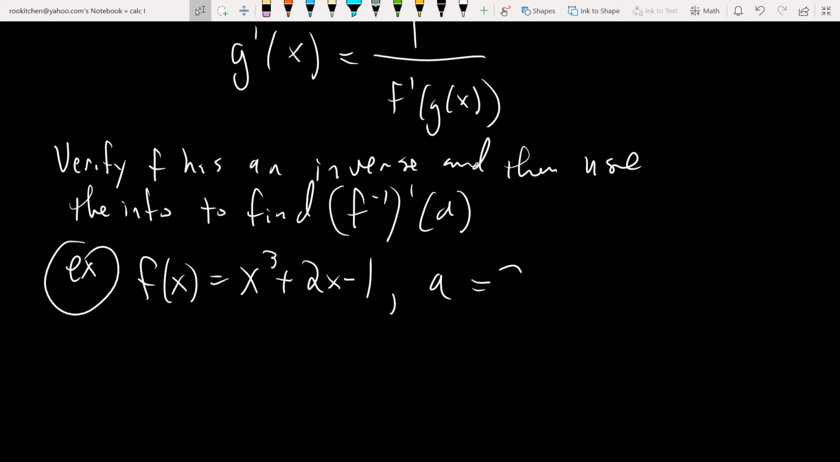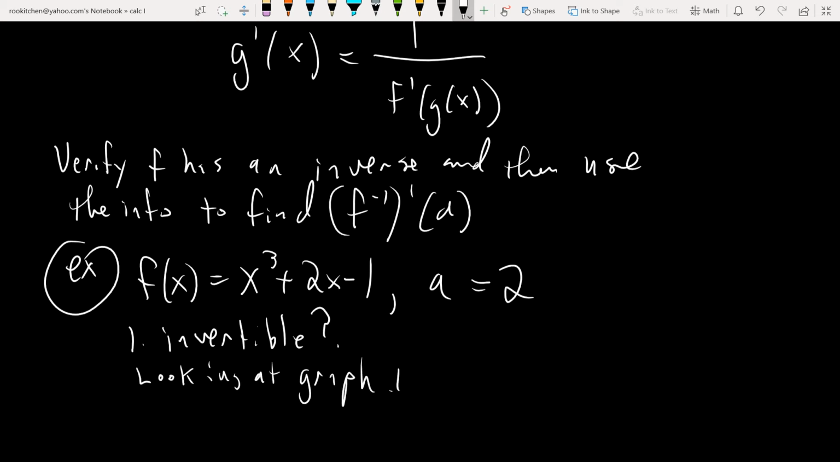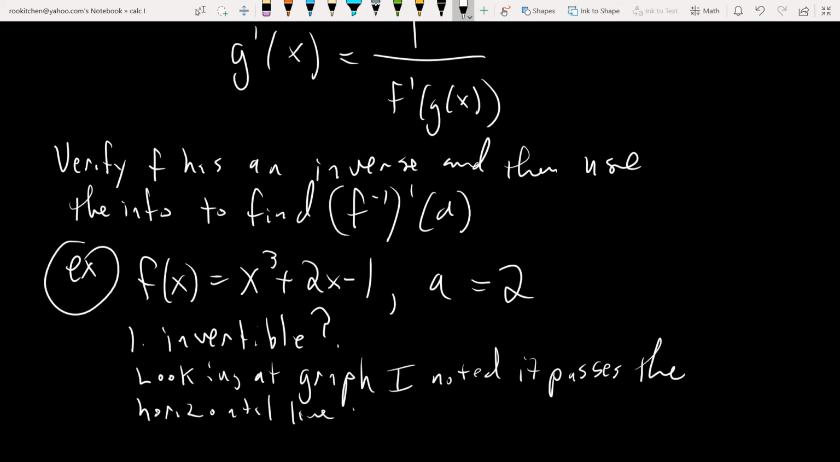And the value we care about is a equals 2. So first, is this invertible? If you look at the graph, it's always increasing on its domain. When it's always increasing, it will pass the horizontal line test. I'm not going to draw it, but looking at the graph, it passes the horizontal line test, and is therefore invertible.